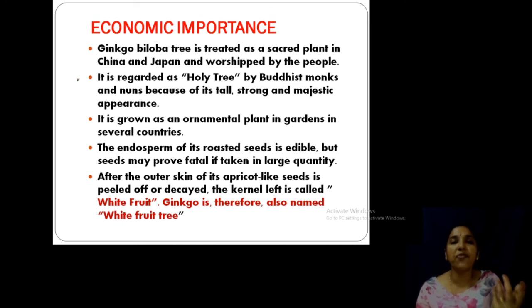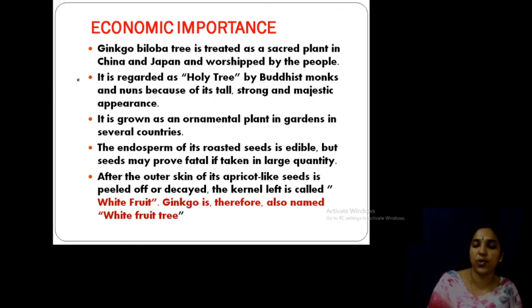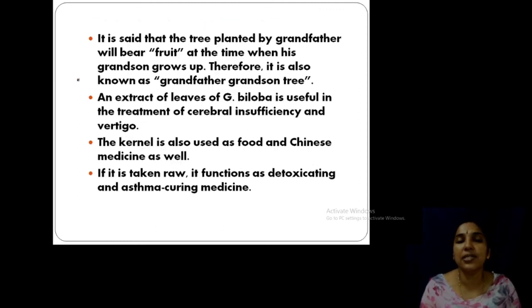Then after the outer skin of its apricot-like seed is peeled off, the kernel left is called white fruit. Ginkgo is also named the white fruit tree. The seed is similar to apricot seeds, so when you peel off the outer cover, you will get a white fruit. Another one is a myth: when a grandfather plants the Ginkgo tree, it will flower and fruit when his grandson grows up. That is why it is known as the grandfather-grandson tree.